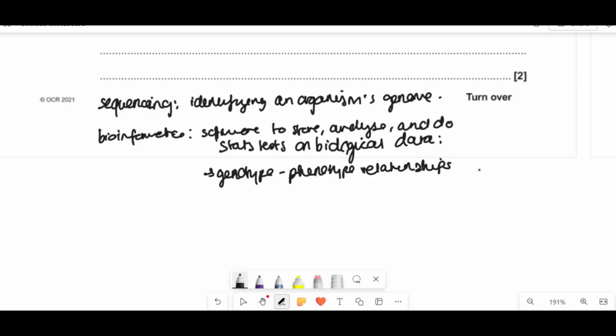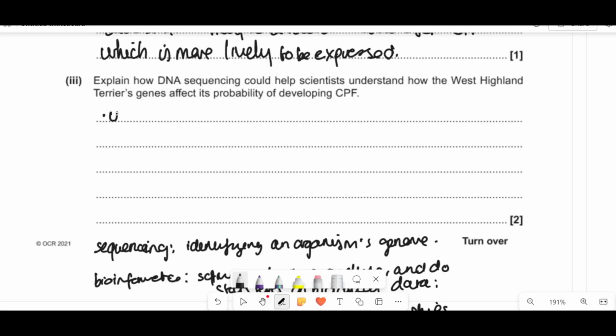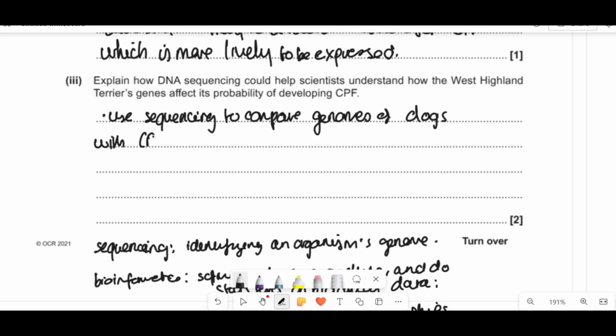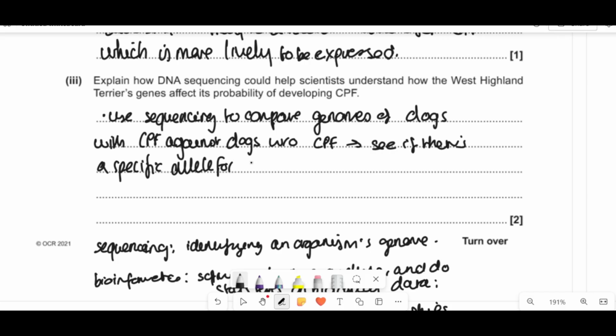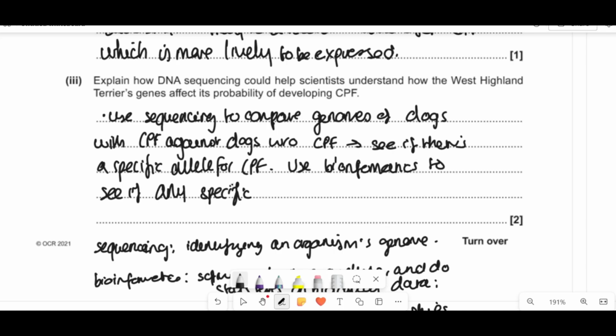So in this case, what we can do is exactly that using these two. We can use sequencing to compare genomes of dogs with CPF against dogs without CPF and see if there's a specific allele for CPF, right? You can also use bioinformatics to see if any specific base sequences are linked to having CPF, and that'll help you work out the risk.